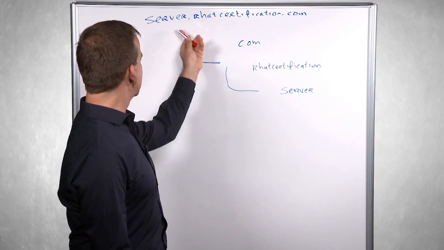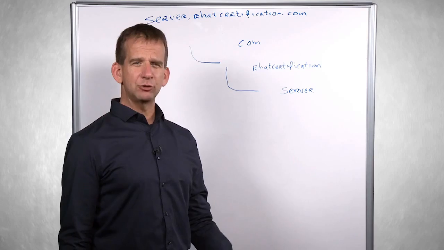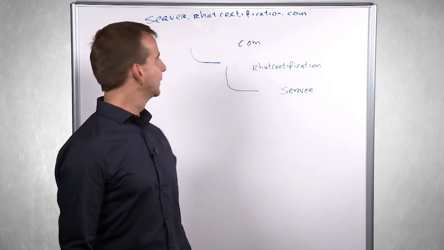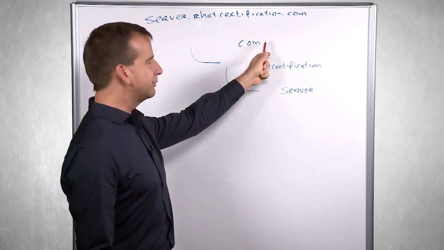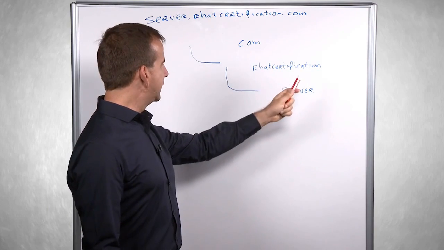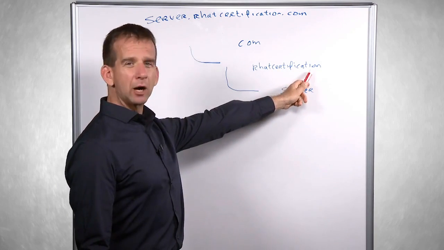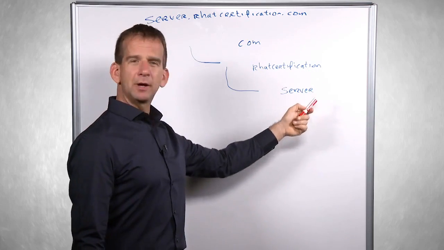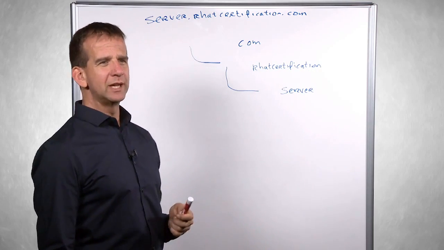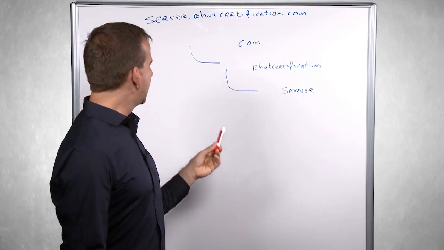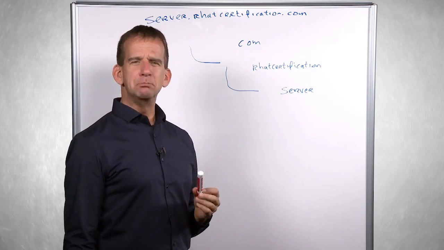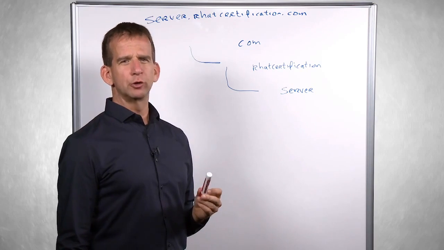Let's take a DNS name like server.rhatcertification.com. That means we have a top-level domain with the name com. We have a subdomain with the name rhatcertification, and we have a leaf object with the name server. Now LDAP is pretty much mirroring DNS structure.